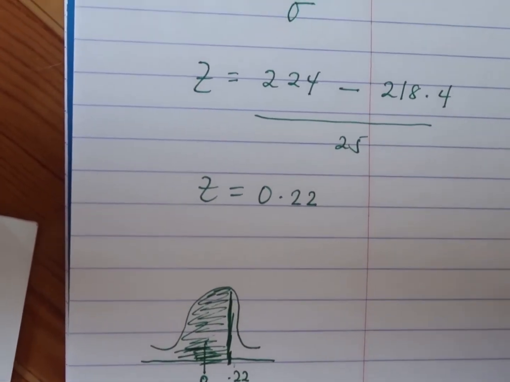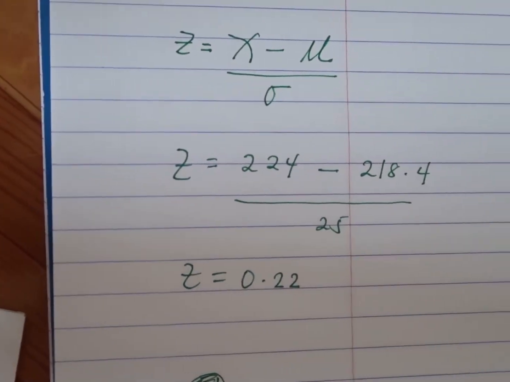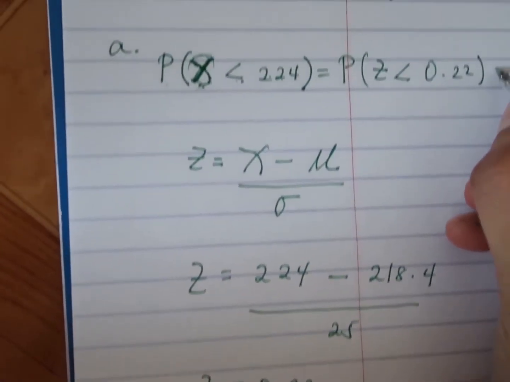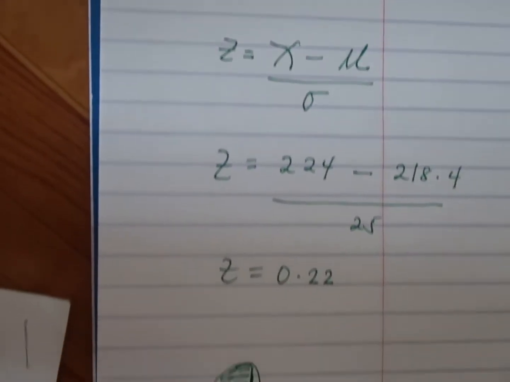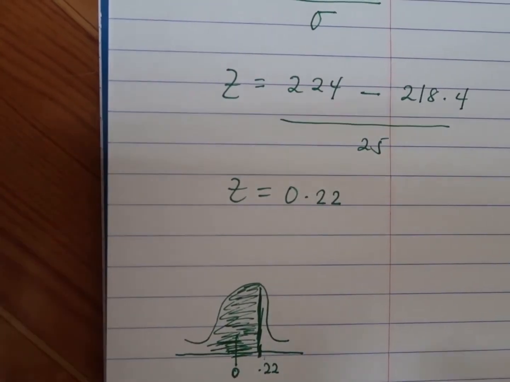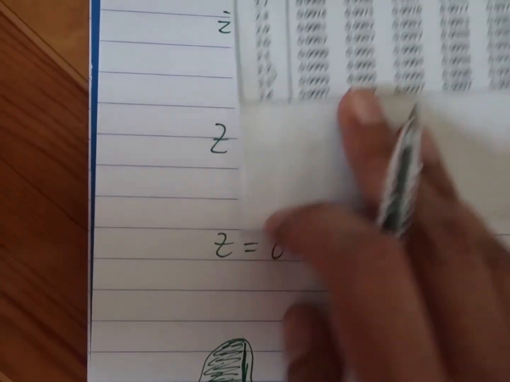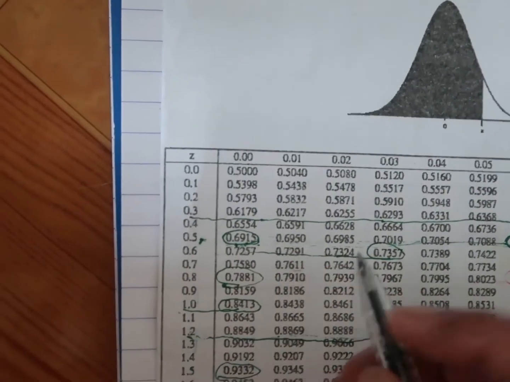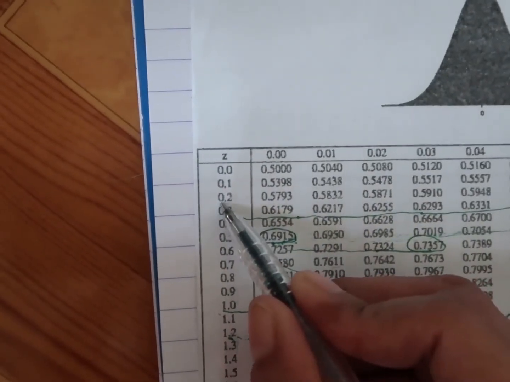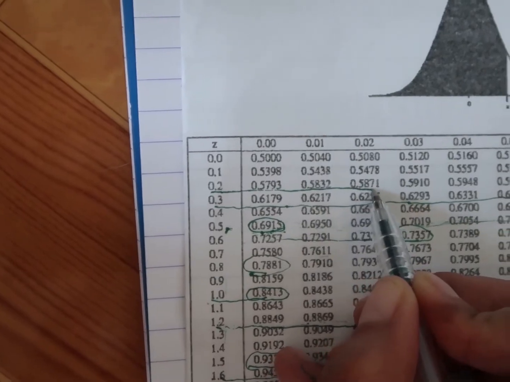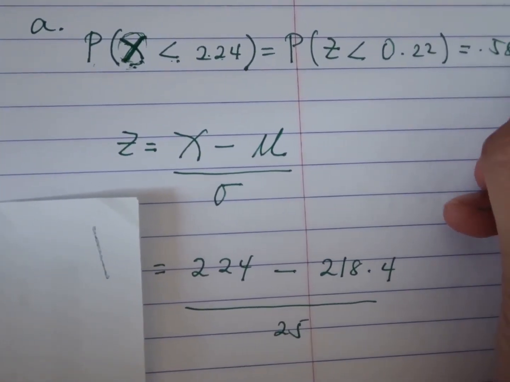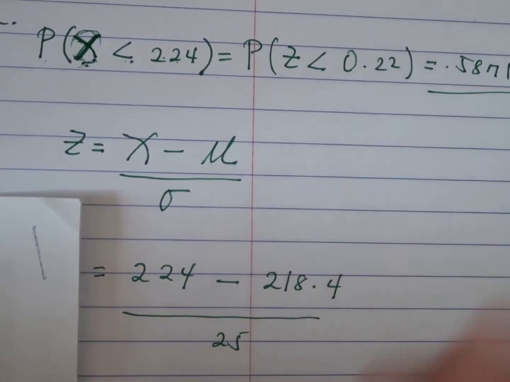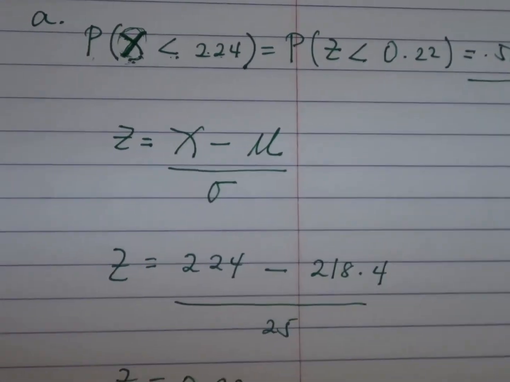So what is the area less than 0.22? Since the area is going to the left, it's as is. So 0.22 using the table, that will be 0.5871. That's it. Okay. Next, letter B.